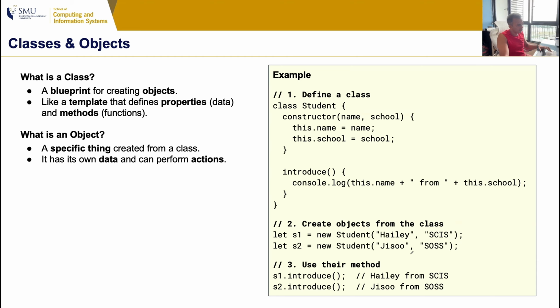Then you can invoke the method by just saying S1 dot the method name with the parentheses, and that will console log this name, whatever the name of S1 is at that point when you are hitting this line, and that would be Haley. So it would say Haley from SEIS, because this school in that case is SEIS. On the other hand, when you hit this one, it will again go to the introduce method, but at this point, this name is Jizu, and this school at that time is SOSS. So that's what will be printed out. This is roughly how it works.